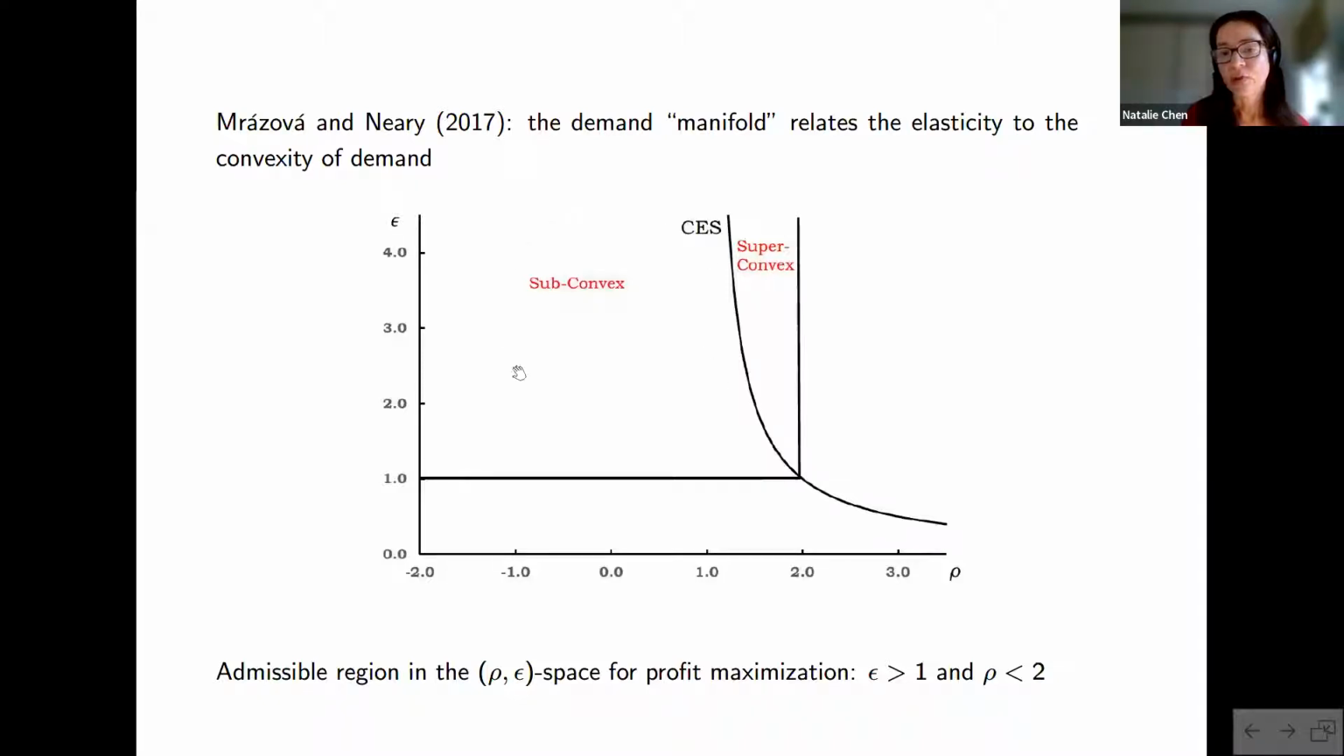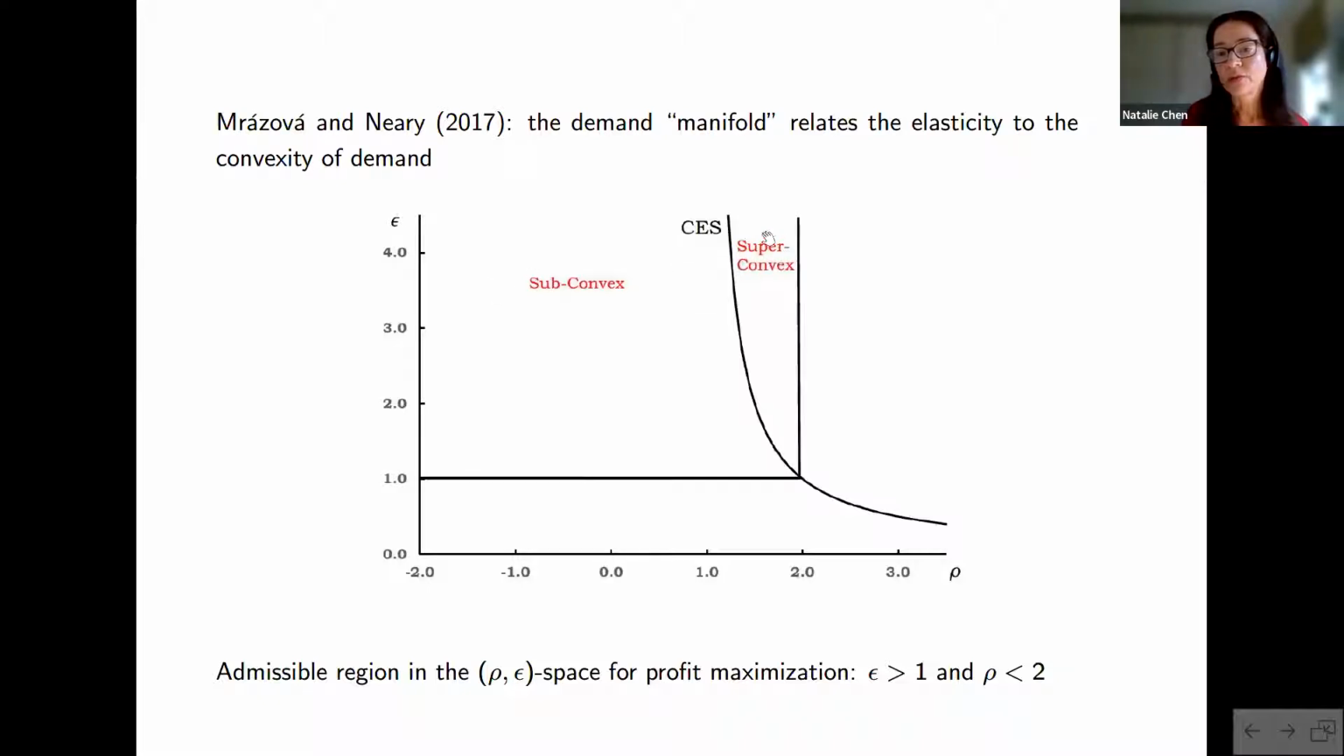Instead, if you have a demand function that lies in the left side of CES, this is the subconvex space, because this would be any type of demand function that is less convex than CES. In this space here, we can show that the elasticity of demand decreases with firm output, and this means that larger firms will tend to have higher markups. And this is consistent with what we tend to observe in empirical analysis. So this space here, the subconvex space, would be consistent with empirical analysis.